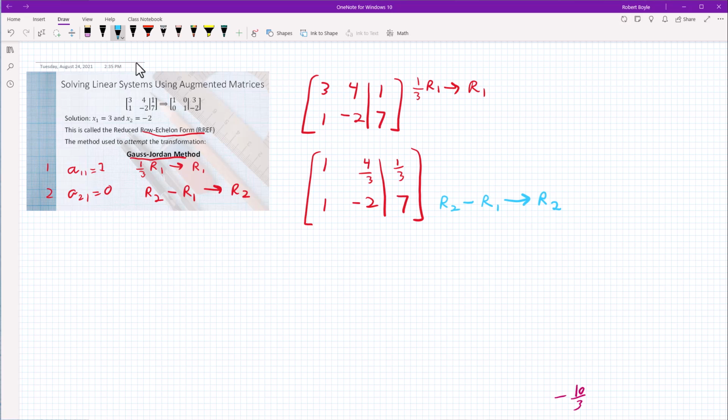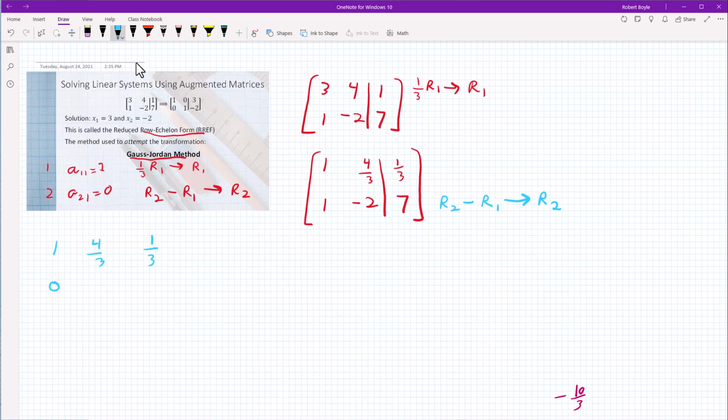And what happens to row 1? Absolutely nothing. That will stay 1, 4/3, 1/3. Now for row 2, we're going to take row 2, subtract row 1 from it, and put that back into row 2. Well, here we have 1 minus 1, that's equal to 0. For the second part, we're going to take negative 2, subtract from it 4/3, and place that into row 2. But let's actually do a little math and see what that is.